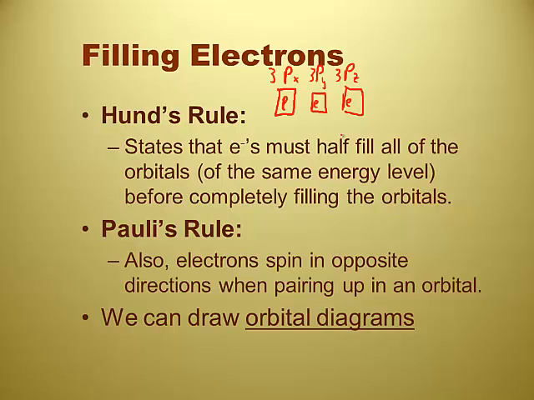Now, if you get a 4th electron, then they've got to start buddying up, because the p can hold up to 6. A 4th one would have to go into one of these 3. As long as they're the same energy level and multiple orbitals, they'll spread out until they're forced to partner up. Pauli's exclusion: electrons spin in opposite directions when pairing up in an orbital.